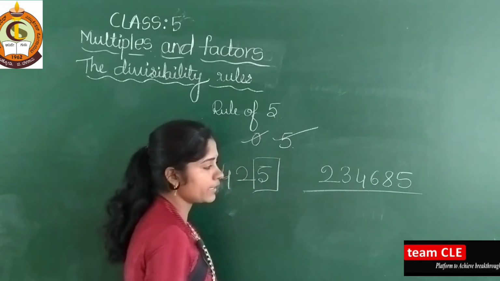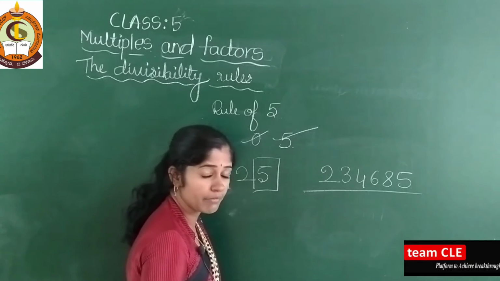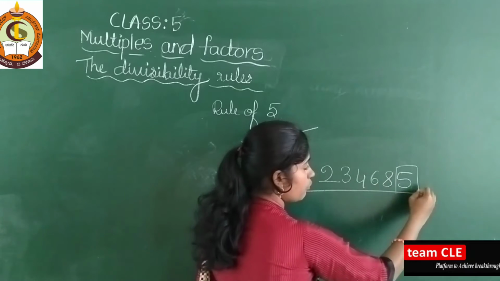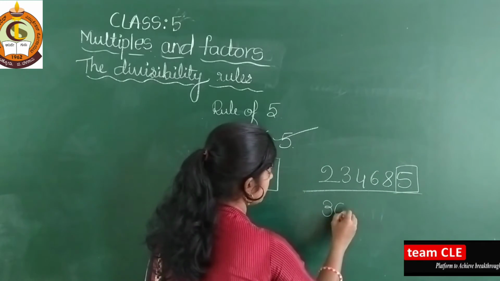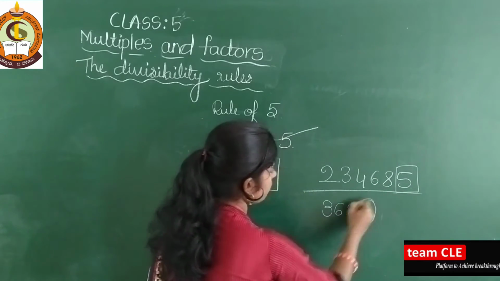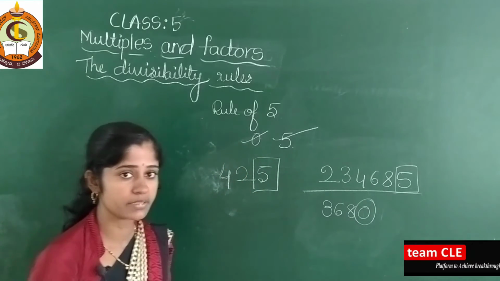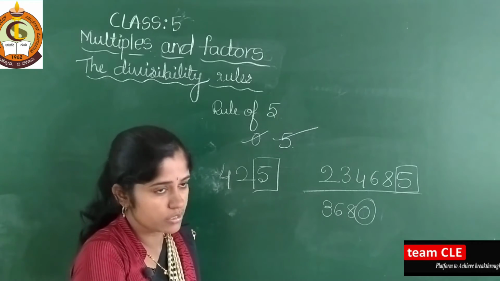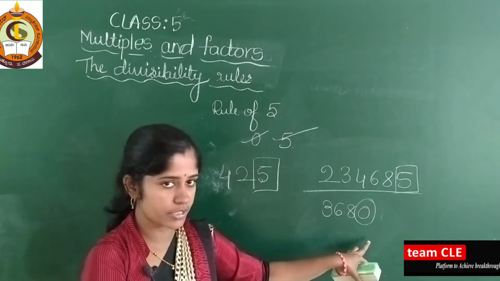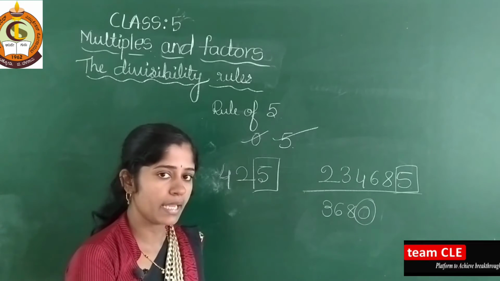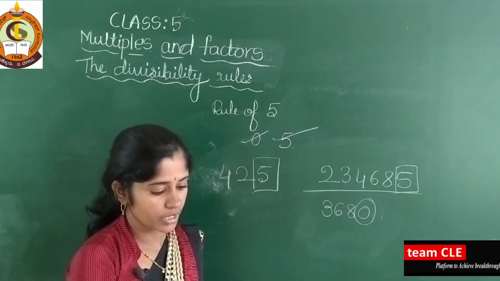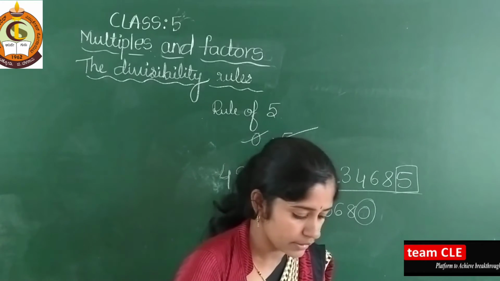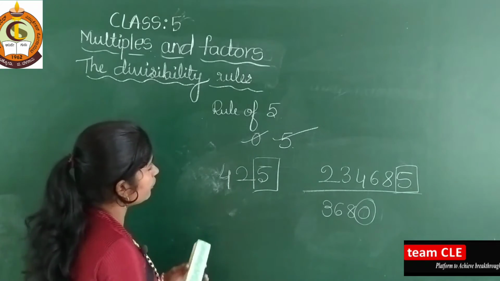See here, this is a big number, but I will tell you this number is divisible by 5 because in the ones place there is 5. Let us take one more example: 3680. In the ones place 0 is there, so that number is divisible by 5, and that number is divisible by 2 also. Okay, I hope you understood this divisibility rule of 5. Next, the divisibility rule of 6.